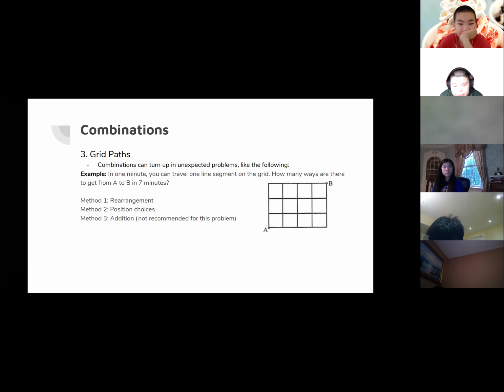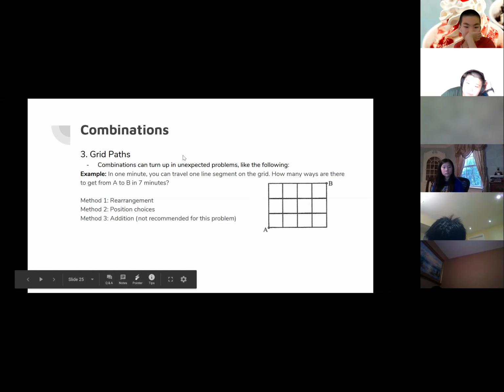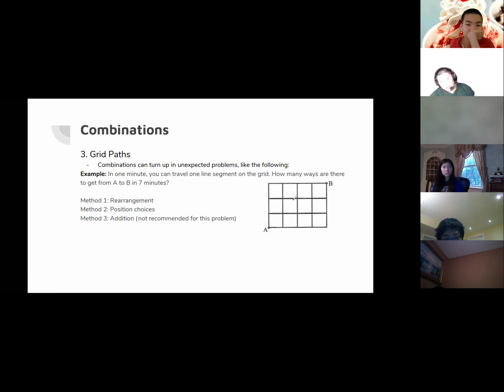And you can see these problems expressed in many different ways. For example, you could think of it as how many ways can you do it when you only move right and up, or how many ways can you get there the fastest? These are all equivalent. But there are, I guess, 3 main ways you can take a look at this problem. The first way you can consider it is rearrangement.